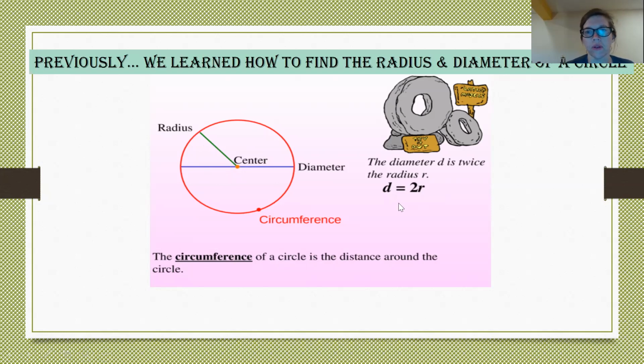So we learned that the diameter equals 2 times the radius, and we learned how to figure out what the radius was if we had the diameter and vice versa. All right, so that's what we learned previously. Today we are going to focus on learning how to find the circumference of a circle, which is the distance around a circle.